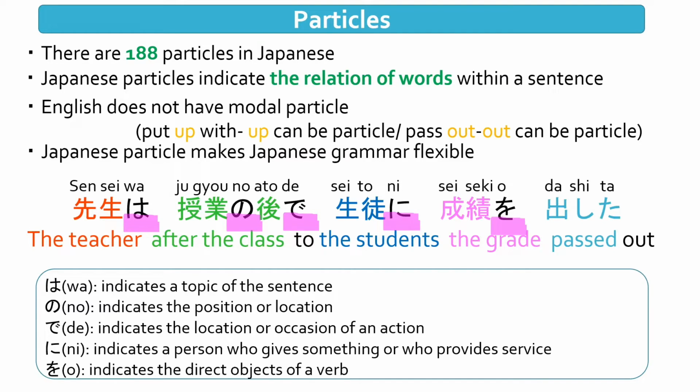First, wa indicates the topic of the sentence, and no indicates the position or location, and de indicates the location or occasion of an action, and ni indicates a person who gives something or who provides service, and o indicates the direct object of a verb. Having these particles, a Japanese sentence can be flexible and understandable even if we change the word order.